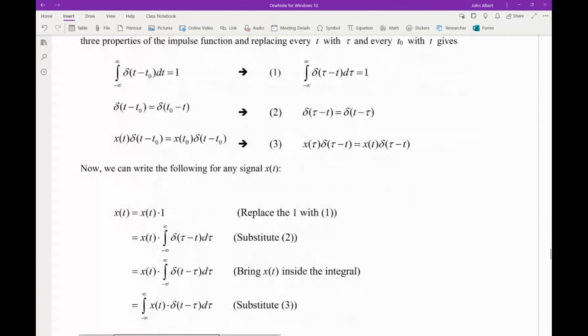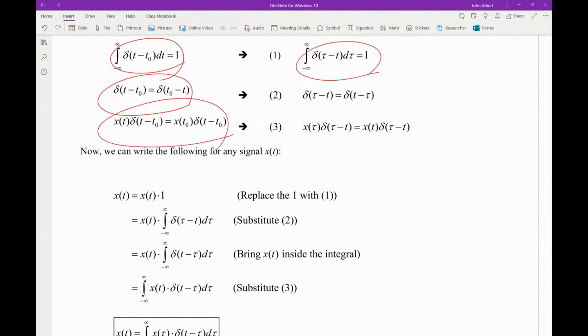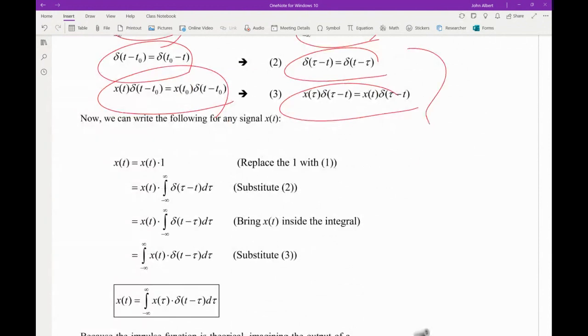Last class, I showed you those 3 properties and we did some substitution of variables in those 3 properties of the impulse function, and we came up with exactly the same properties, but they're just written in a different way. Instead of using t and t0, I'm using tau to replace t, and I'm using t to replace t0. And then we said that those three allow us to write any function x of t in this form: the integration from minus infinity to infinity of x of tau, delta, the impulse, evaluated at t minus tau. And the integration is with respect to tau.